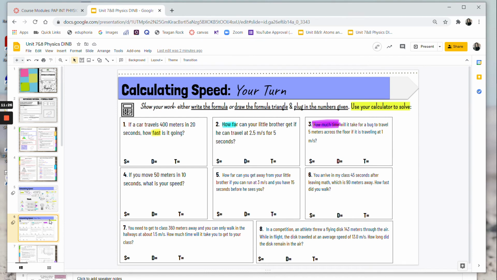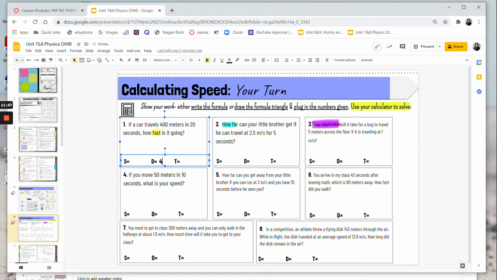Okay, moving on to slide 6. These are going to be you calculating your speed. You're going to either write the formula or draw the formula triangle and plug in the numbers given. So I want you to use your calculator. So if a car travels 400 meters in 20 seconds, how fast is it going? So I'm looking for speed because it asked me how fast I'm going.